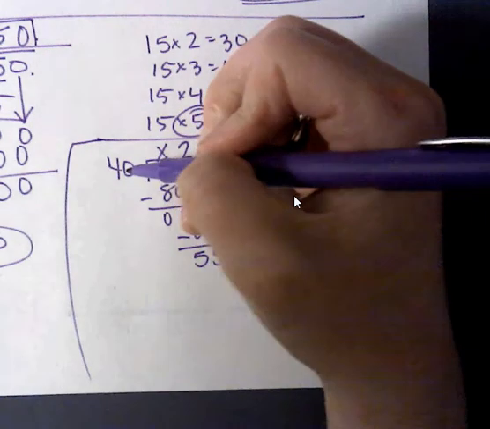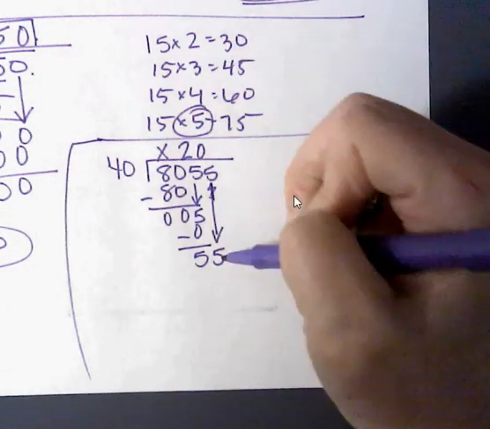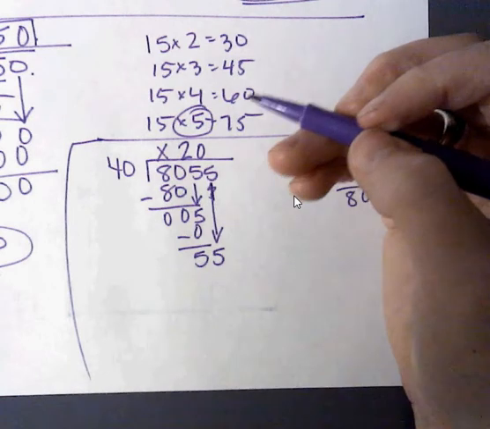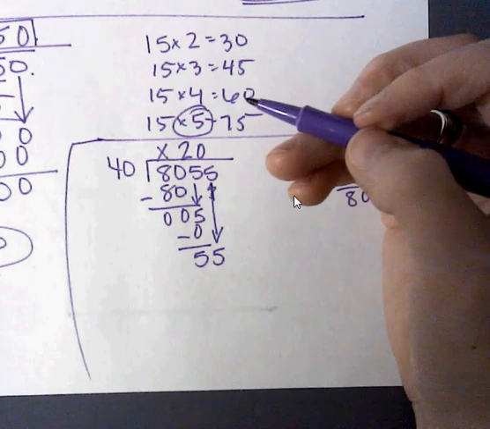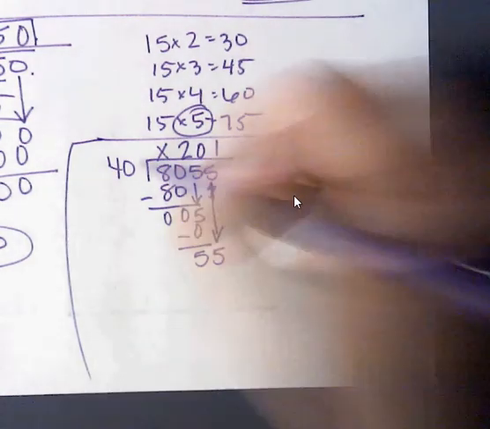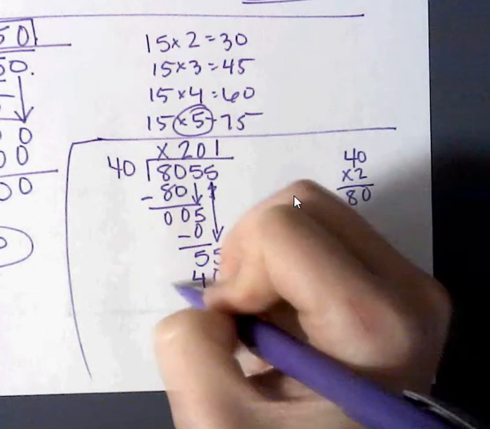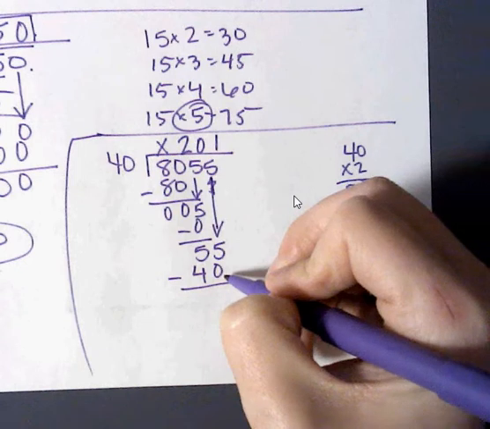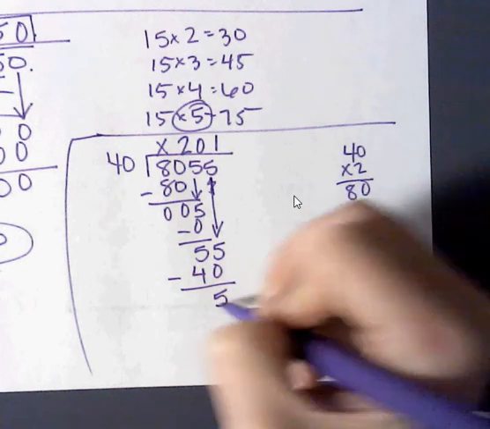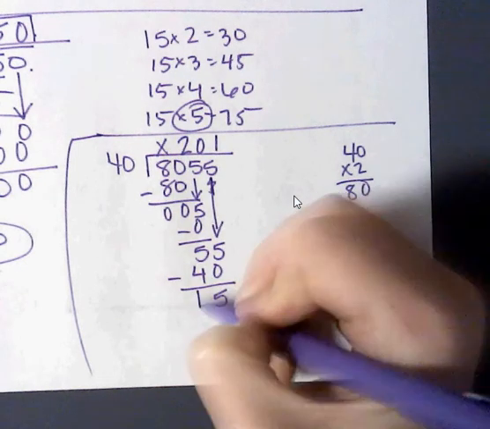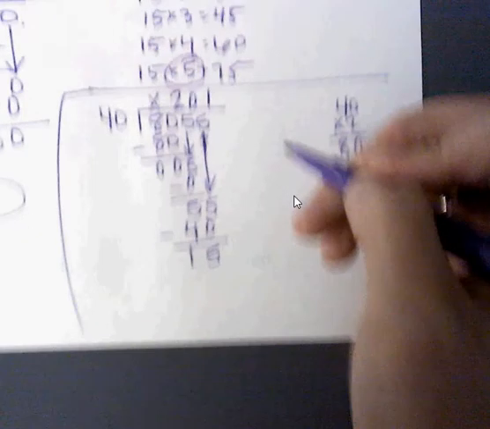So 40, how many times will that go into 55? 1 time. 40 times 1 is going to be 40. Now I'm going to subtract. 5 minus 0 is going to give me 5. 5 minus 4 gives me 1. So now I have 15 as a remainder.